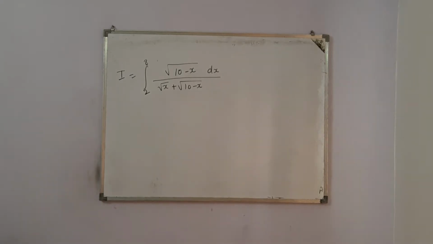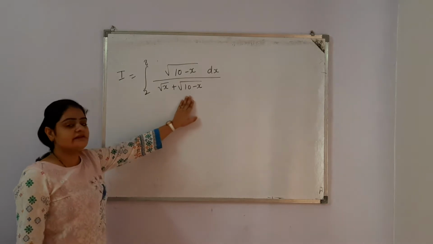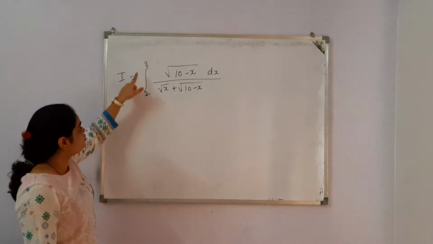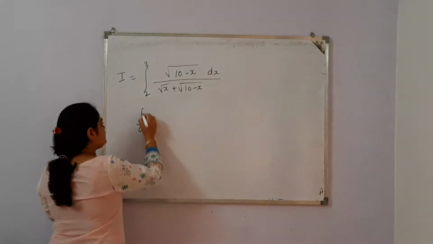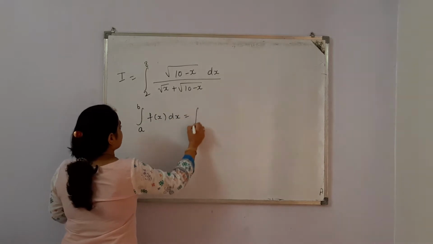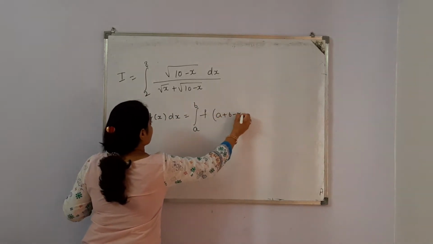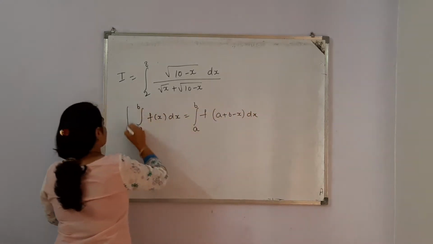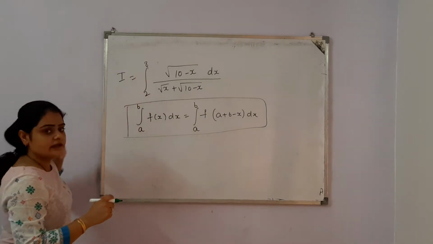Now we have the function under root (10 minus x) upon under root x plus under root (10 minus x), and the limits are 2 to 8. Now we can apply the property. If the limits are a to b, f of x dx, then we can write f of (a plus b minus x) dx. We can apply this very property. Here in place of a and b we have 2 and 8.